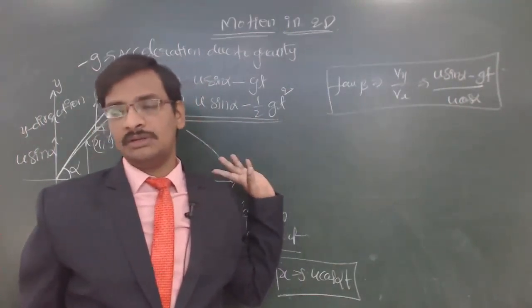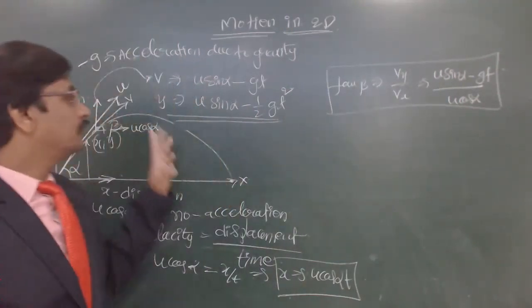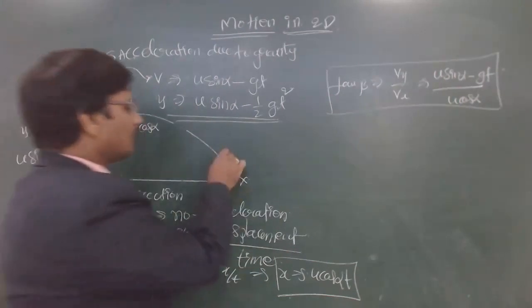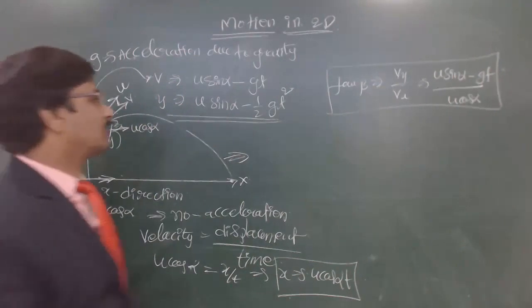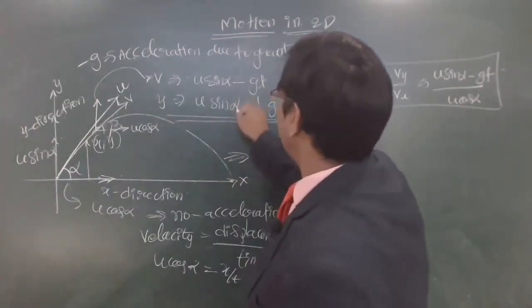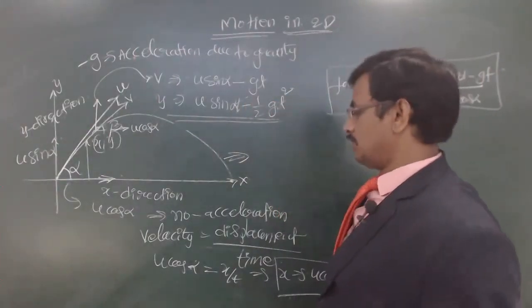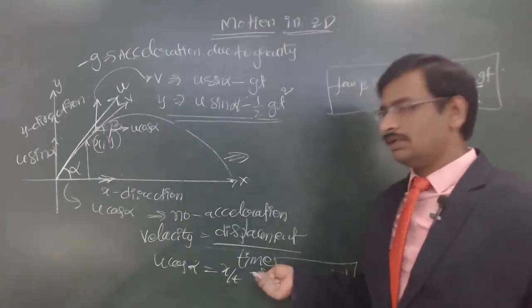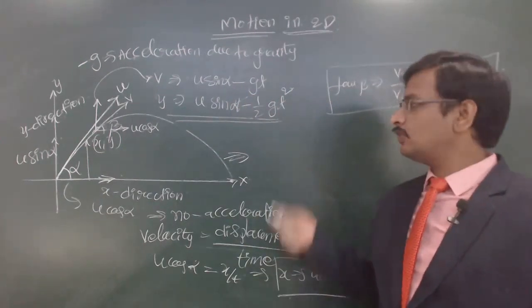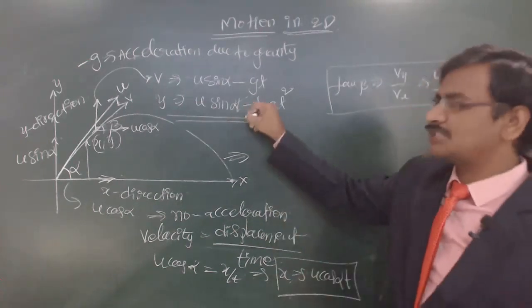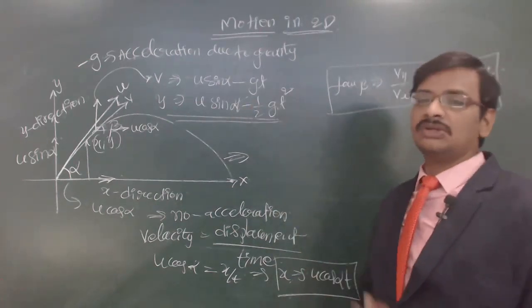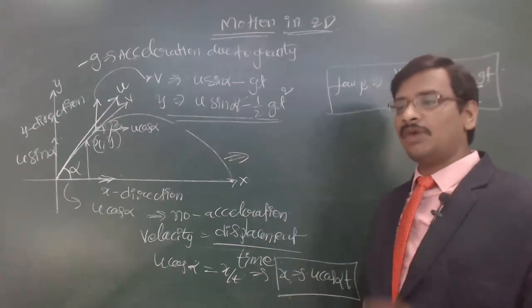Now, if you want to prove this as the projectile equation, here two equations are there: u sin alpha into t minus half gt square, and u cos alpha into t, which is the x location. Here, if you notice, x is expressed in terms of t and y is also expressed in terms of t, and this is what we call the parametric form of the equation.